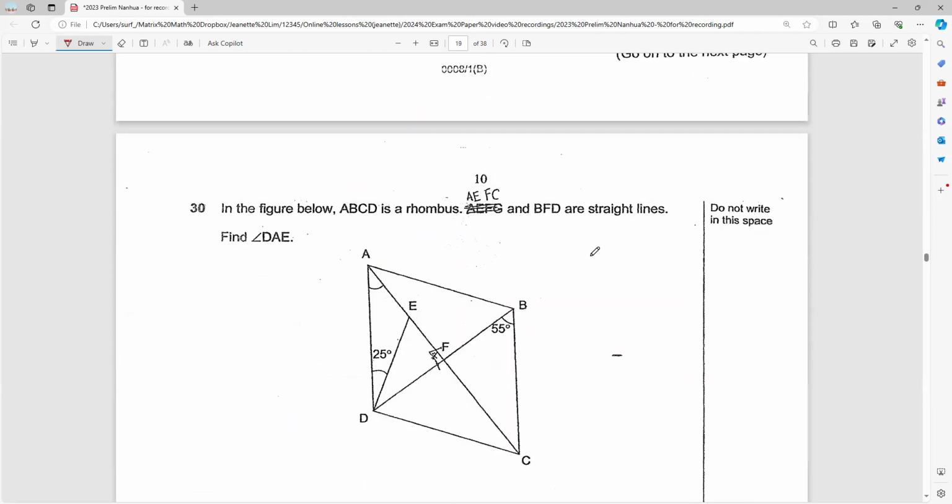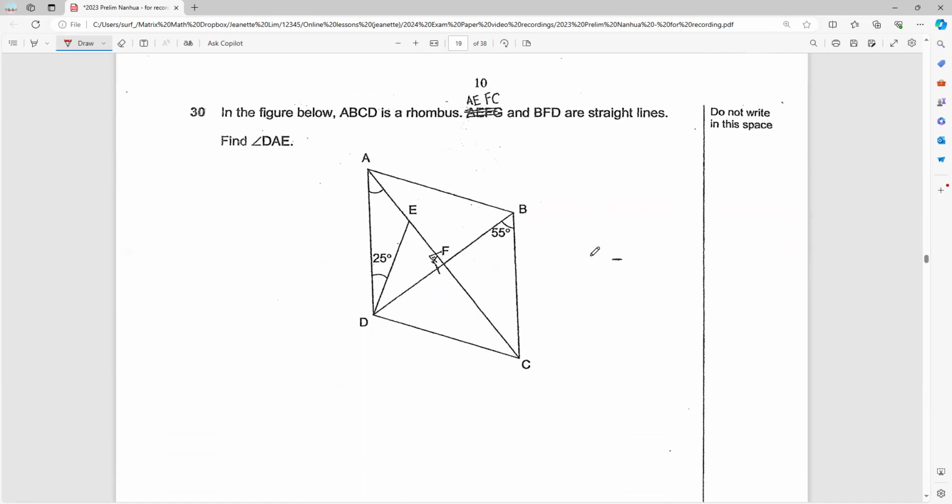Okay, last question, question 30. In the figure below, we have a rhombus, AEFC is a straight line and BFD is a straight line. Find angle BAE, this angle over here. Okay, so rhombus means that all 4 sides are the same. So if you label the 4 sides, you notice that you have isosceles triangles, and you also have parallel lines.